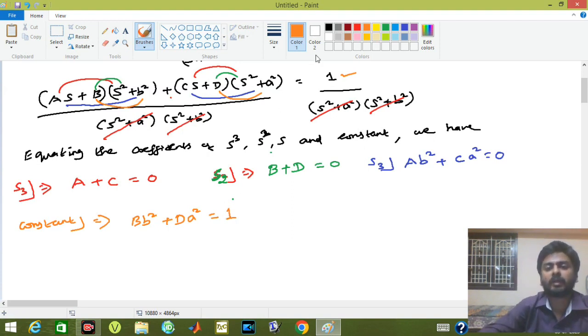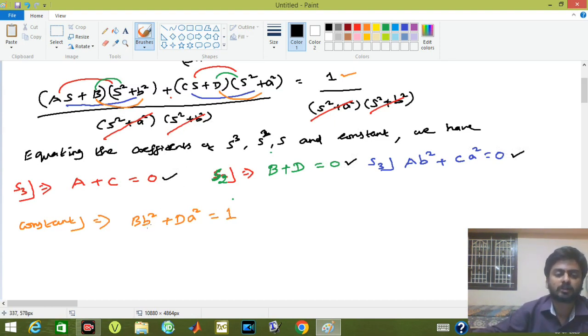Now we can combine all these equations. So s³ gives a plus c equal to 0, then s² gives b plus d equal to 0. The coefficient of s gives ab² plus ca² equal to 0, and the constants give bb² plus da² equal to 1. This is our first equation, this is our second equation, this is our third equation, and this is our fourth equation.